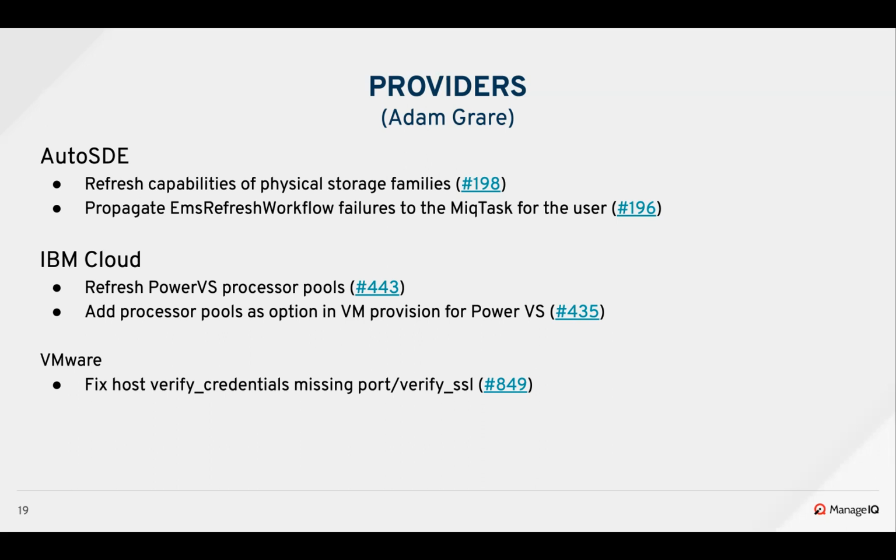For the IBM Cloud Power side, they added the collection of shared processor pools to their provider. This is mapped in ManageIQ as a resource pool, and it is something that a VM is a part of. And so their other side of that is to add it to the VM provision form, so a user can now select which shared processor pool to put a VM into when they're provisioning a VM for Power VS.